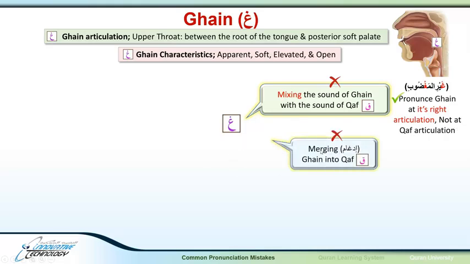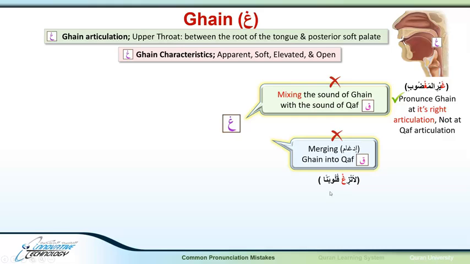Second mistake for the ghain is merging it, making idgham of the ghain into a qaf. The difference between the first and the second here is mispronouncing the ghain into a qaf. Here, no. Merging the ghain into a qaf, as we'll see in the example. لا تزغ قلوبنا. So basically here we have a ghain followed by a qaf. In here it was a ghain that we exchanged with a qaf. So here, in the second example, the ghain followed by the qaf. So some people would tend to eliminate the ghain and directly merge the two letters together, taking the ghain into the qaf and merging it, and that's what we call idgham. So saying لا تزغ قلوبنا is wrong.